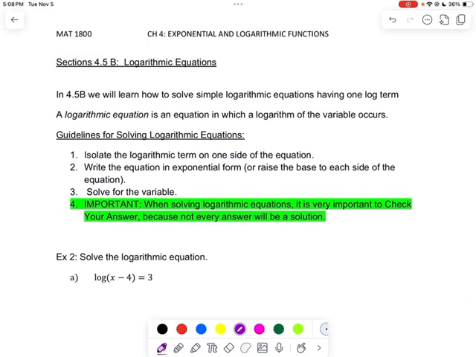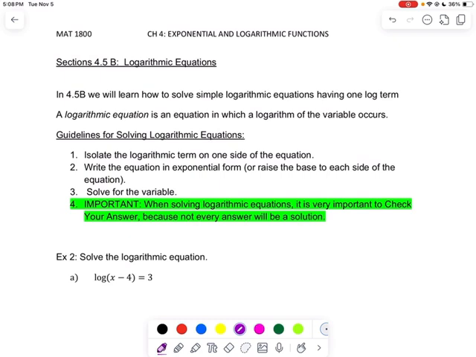We are now looking at section 4.5b. In section 4.5a, we solved exponential equations. In this section part, we will solve the logarithmic equation, but the basic logarithmic equation in which we have only one log term.